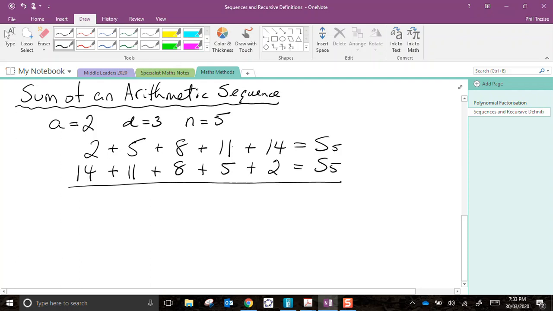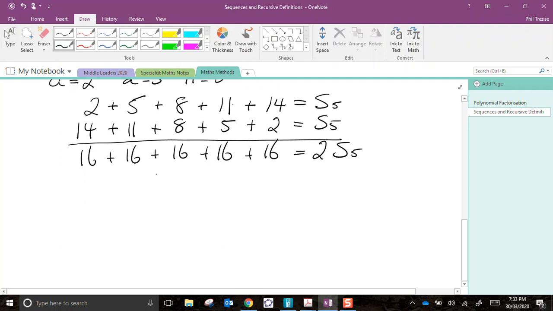Now we're going to add downwards. 2 plus 14 is 16. 5 plus 11 is 16. And this is twice the sum that we're looking for. Now, this is much more easily expressed.